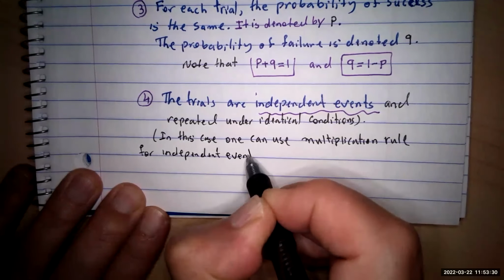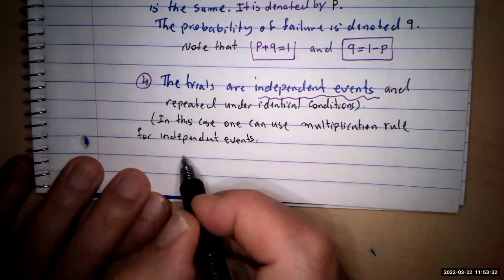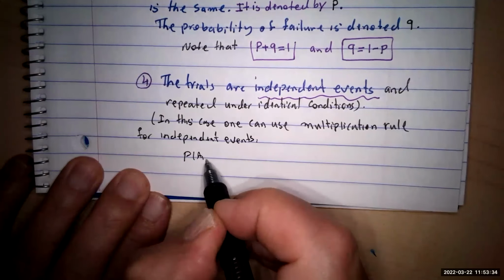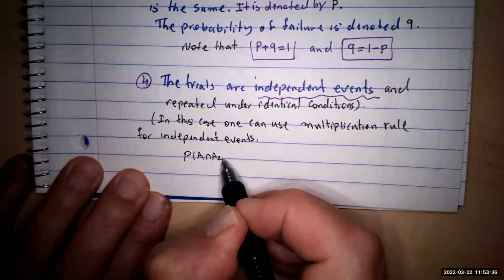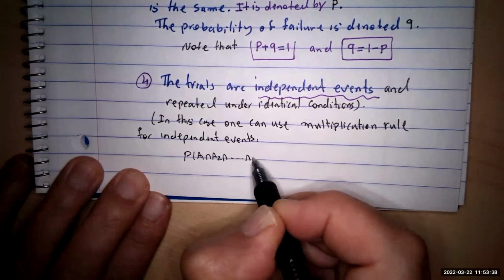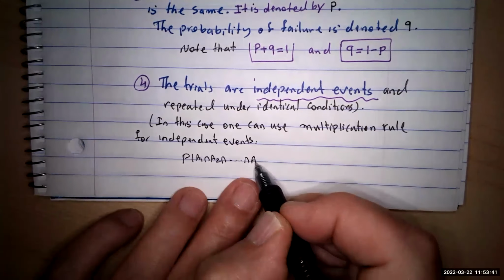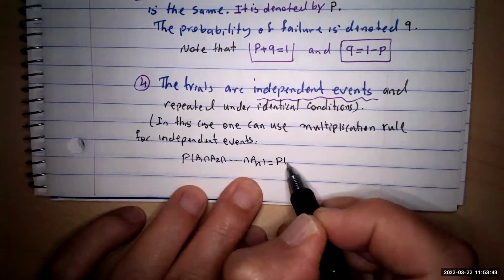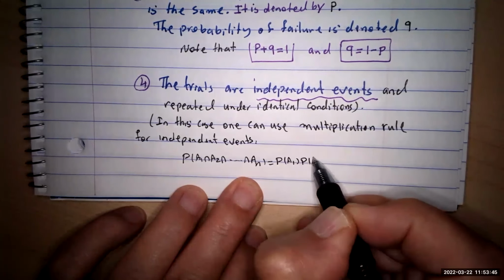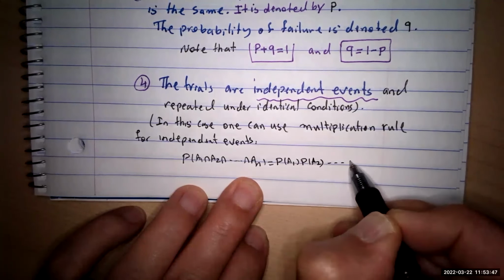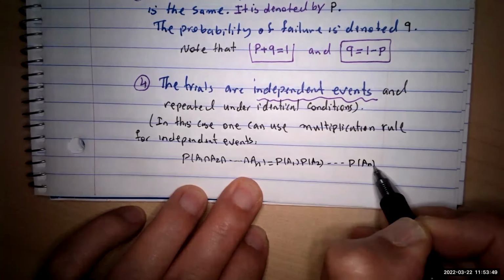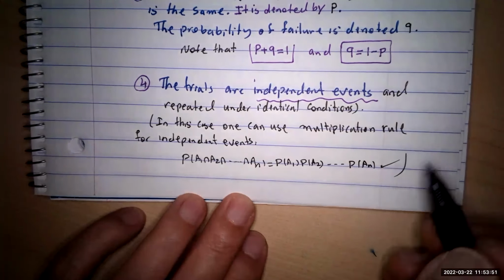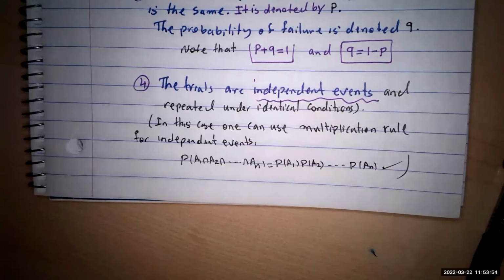Independent events, which is probability of A1 and A2 and An is equal to probability of A1, remember, probability of A2, up to the probability of An. So this would be the crunch to make the formula that we're going to investigate to get these numbers.